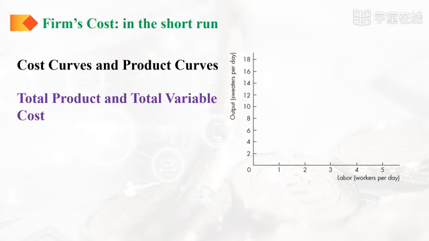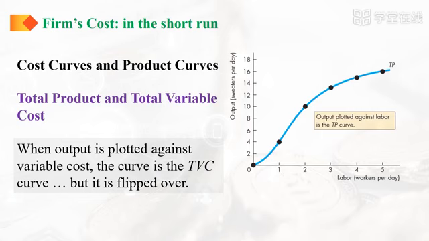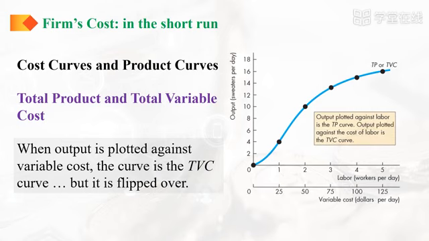The shapes of a firm's cost curves are determined by the technology it uses. We'll look first at the link between total cost and total product, and then at the link between the average and marginal product and the cost curves. The figure shows that when output is plotted against labor, the curve is the total product curve. When output is plotted against variable cost, the curve is the total variable cost curve, but it is flipped over.